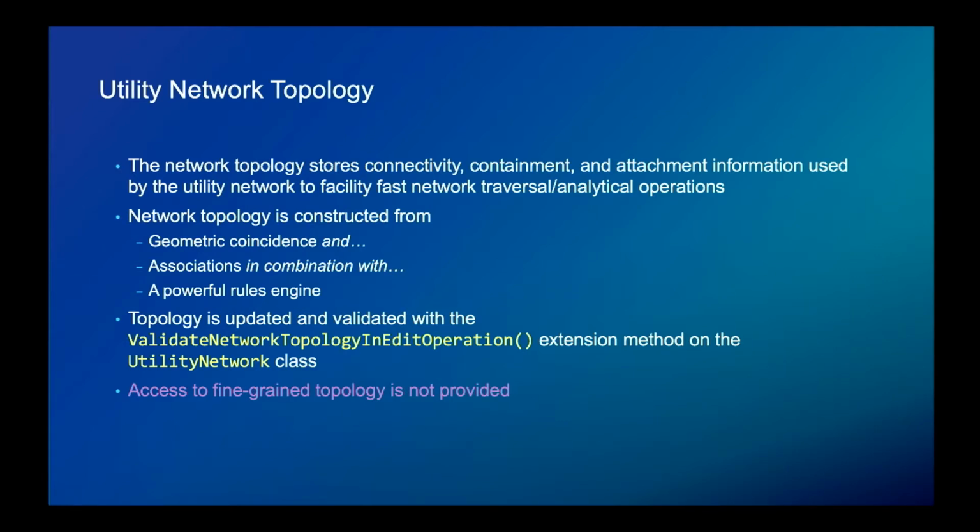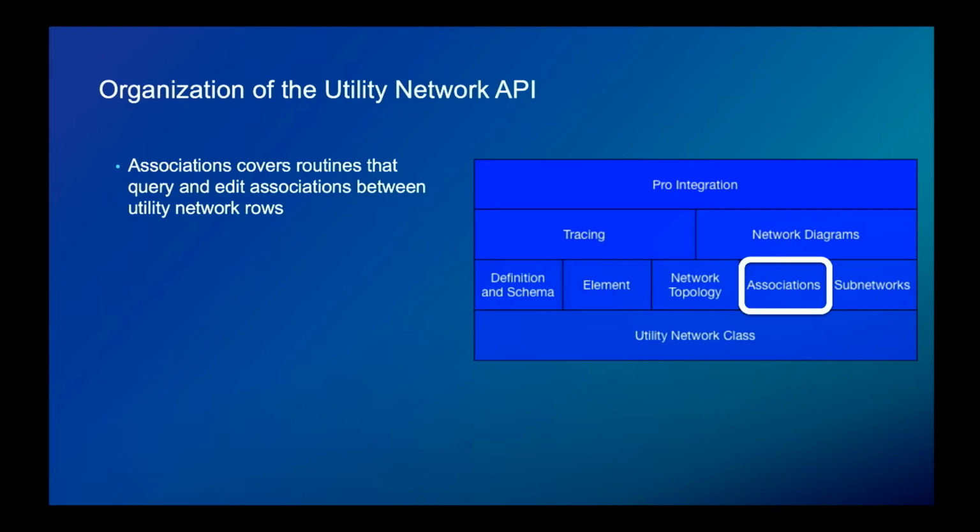Worth pointing out, the utility network does not provide access to fine-grained topology. In the geometric network, you could step between edge and junction, and work your way down. When each of those jumps is a call to a feature service, you can imagine that performance would not be so good. So the way we handle operations with topology is with our tracing framework, which we'll talk about in a few minutes.